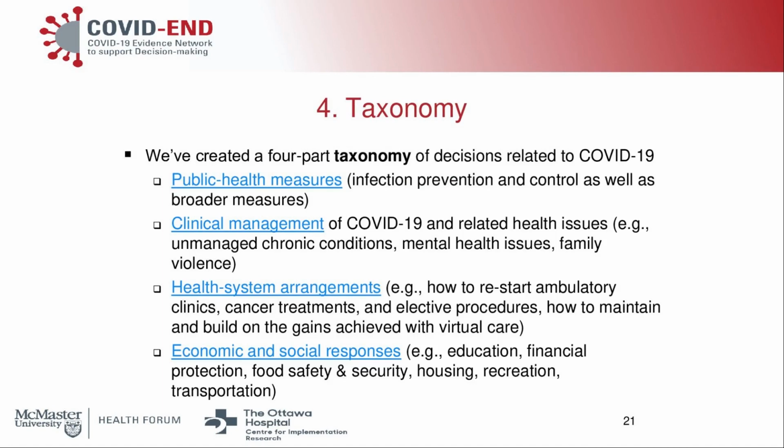And then the taxonomy. So John Lavis put a very great deal of work into thinking about the types of questions that are being asked and how can we really divide those out. So there's a set of items related to public health measures, particularly around infection prevention and control, as well as broader measures, the clinical management, health system arrangements, and economic and social responses. So then thinking about what types of evidence would be answering various questions related to these 4 broad topic areas.